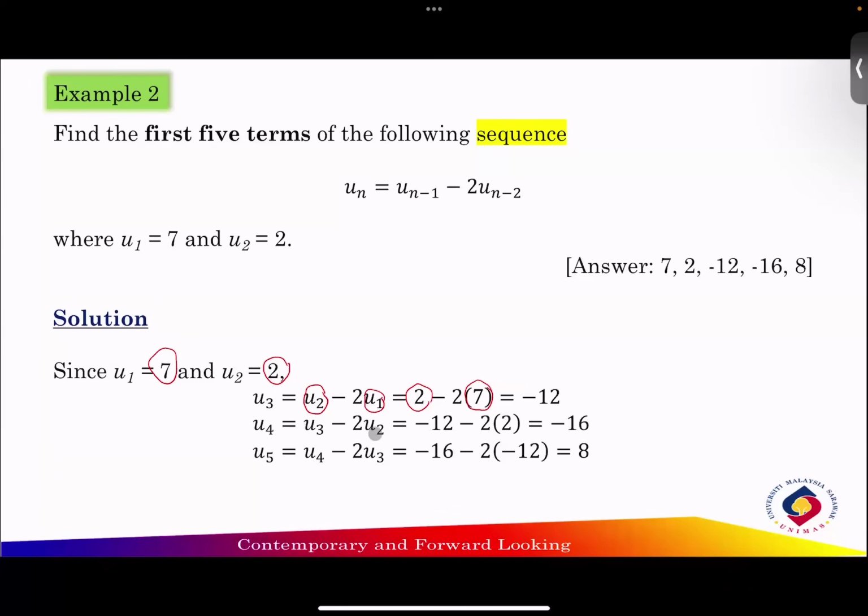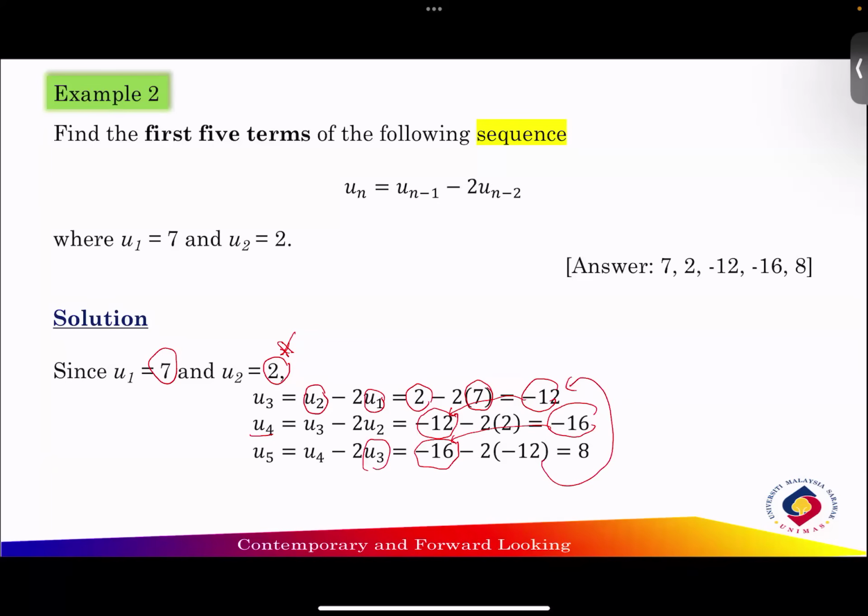u4 equals u3 minus 2u2. What is your u3 answer? Here is your u3 answer. You bring it forward here and then minus 2 times u2. Here is your u2, and then you substitute it, it becomes negative 12 minus 4, becomes negative 16. Again, once you get this answer, that is u4. You bring forward u4, you get negative 16 minus 2, bracket negative 2. Where do you get this one, u3?